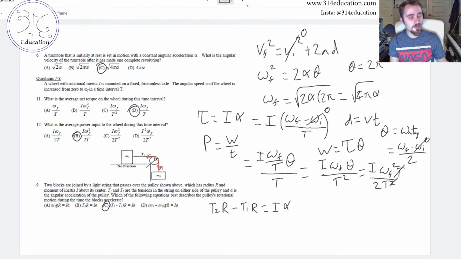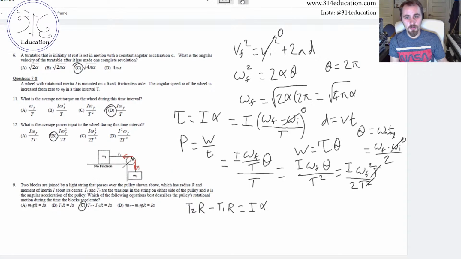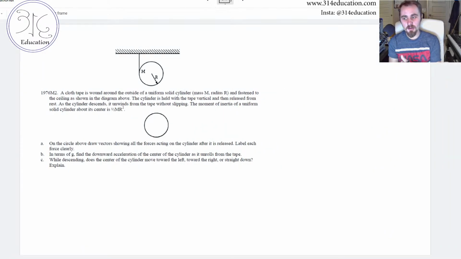Cool. Any questions on these multiple choices? All right, well, until we get something to roll in, I'm just going to keep on going. We'll take a look at our FRQs here real quick. We're beginning with a cloth tape wound around a uniform cylinder that is then fastened to the ceiling and then left to roll down. The cylinder is held with the tape vertical and then released from rest, so it starts to roll. As it descends, it unwinds from the tape without slipping. And we are given the moment of inertia is 1/2 mr squared, which was the one we had in the beginning.